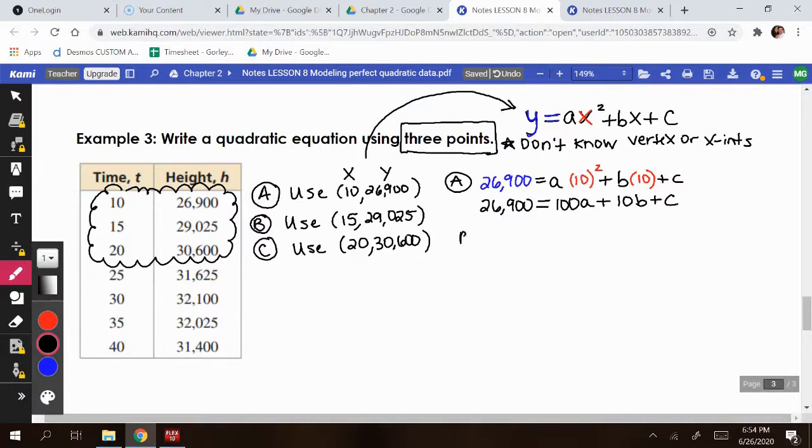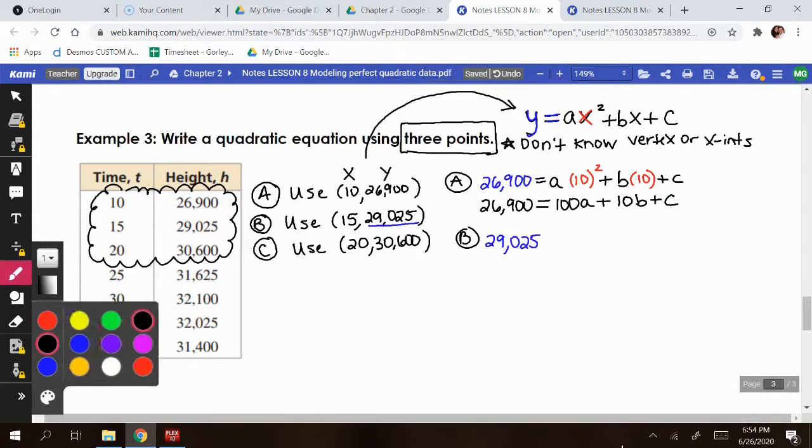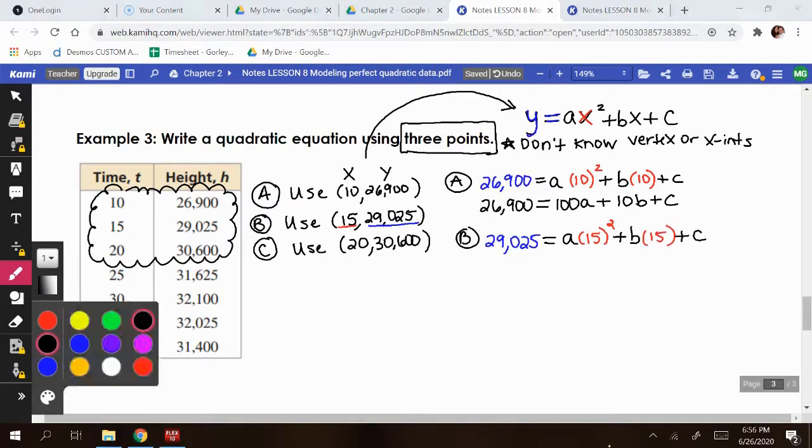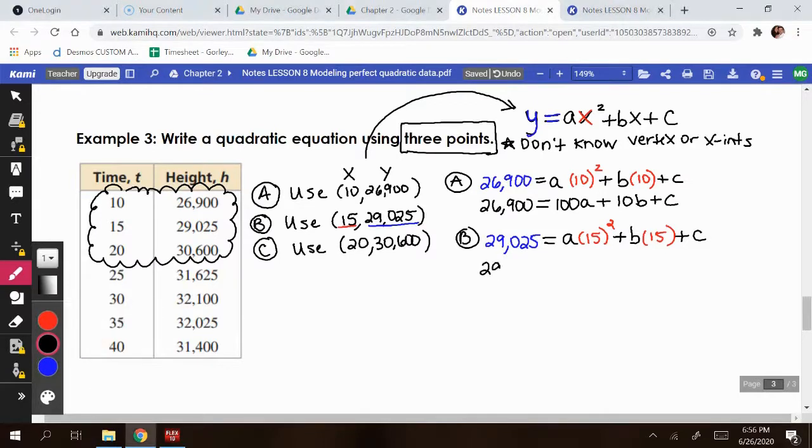Now let's talk about equation B. We're using the second point, 15, 29,025. Again, what was my y value? My y value was 29,025 equals ax squared, x was 15, plus bx, what was x? 15, plus c. Okay, let's simplify this. We would get 29,025 equals, see 15 squared is 225, so we have 225a plus 15b plus c.